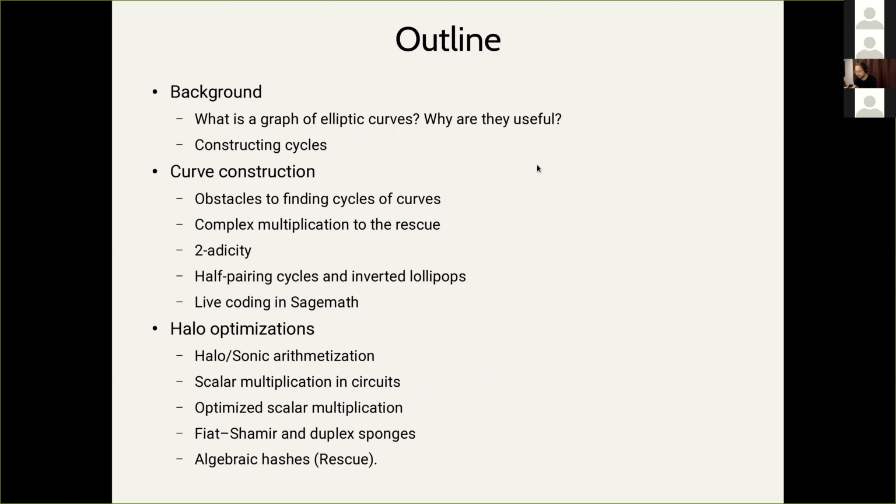The outline of the talk: we're going to discuss what a graph of elliptic curves is and why they're useful, and how to construct them. So what are the obstacles to doing that? It turns out that we'll need a category of curves called curves with complex multiplication. Those make it relatively easy to find cycles. Then we talk about other properties you might want of the curves, like twoadicity, which is useful for certain proving systems, sort of more complex graphs, and hopefully, if the demo gods are with me, then some live coding in Sage Math to show you how to solve part of the problem for some arbitrary new curve that you want to construct a cycle for.